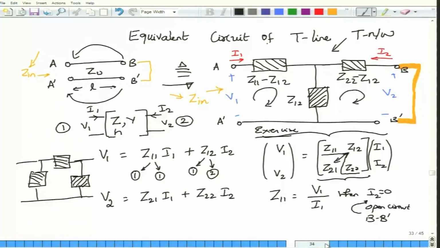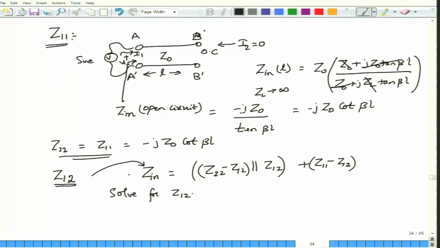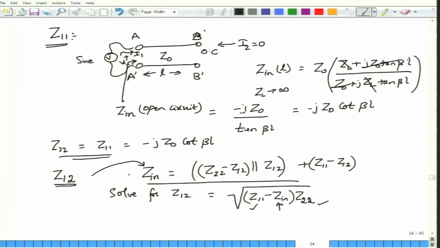So, I will leave this verification that after solving this above expression for Z12, you will actually see that this is equal to square root of (Z11 minus Zin) times Z22. I already know what is Z22, I know what is Z11, I do not know what is Zin, I will find out, but once I know all these three parameters, it is very easy for me to find out what is Z12. So, how do I find out what is Zin?